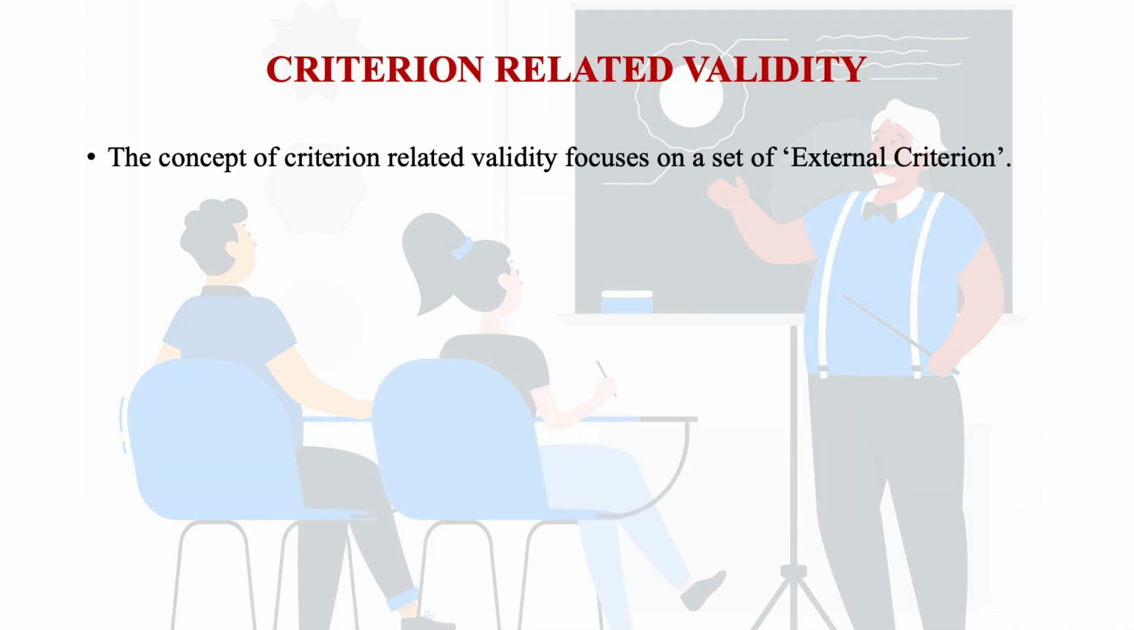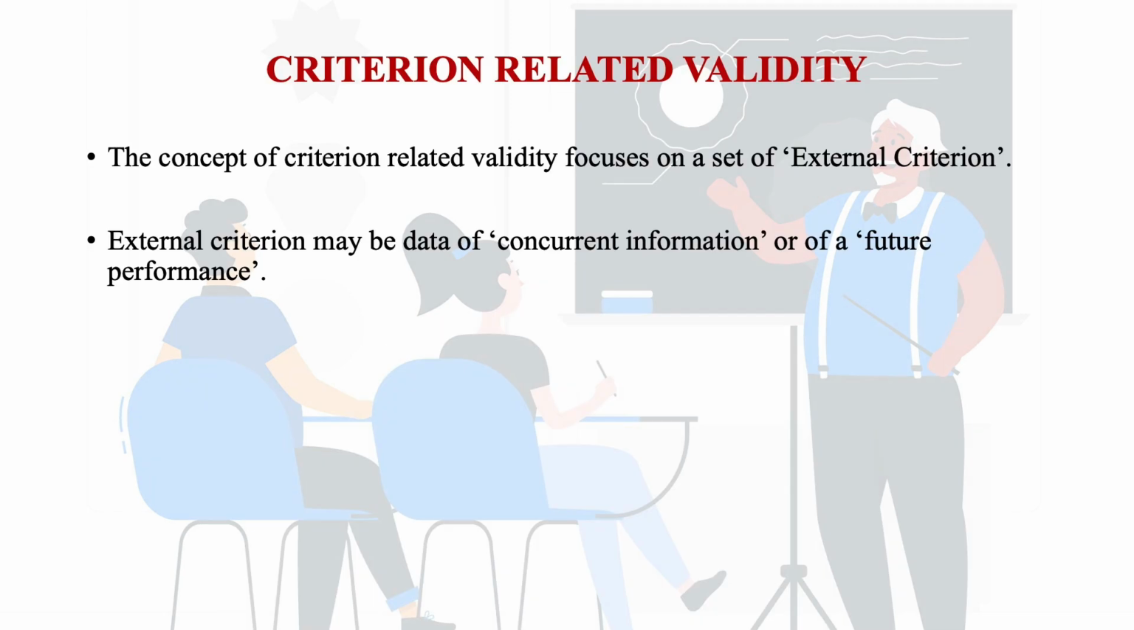Okay, and further, the third method is criterion related validity. Try to understand what the different criteria are that are supposed to be taken into consideration for constructing a tool, for validating a tool. So here there are two important criteria: one is the external criterion and the other is the concurrent criterion.